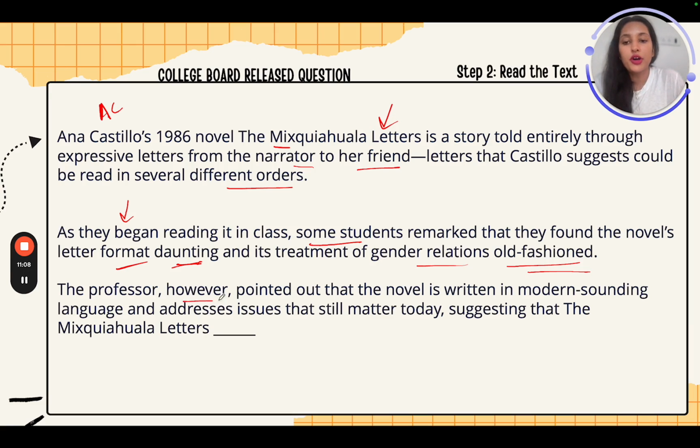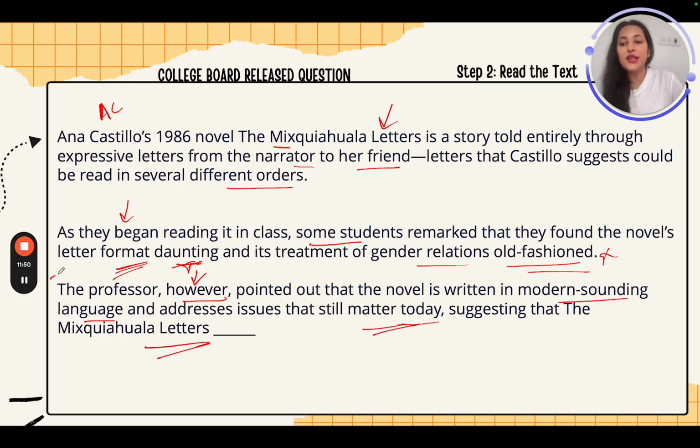The professor, however, so something is changing. The mention of however tells me that some contradiction is going to come up. The professor, however, pointed out that the novel is written in modern sounding language. So the professor is proving the students wrong. He is not in favor of the students, and he says that the letters are written in modern sounding language, so it's not old-fashioned, and addresses issues that still matter today. So modern sounding, it's not difficult, the format should not be difficult ideally, and it addresses issues that still matter today, so they are not old-fashioned, suggesting that the letters are not.